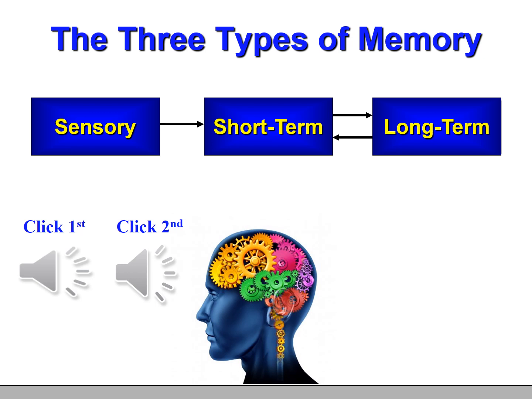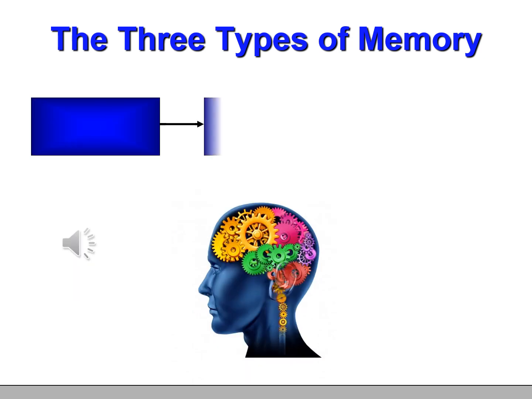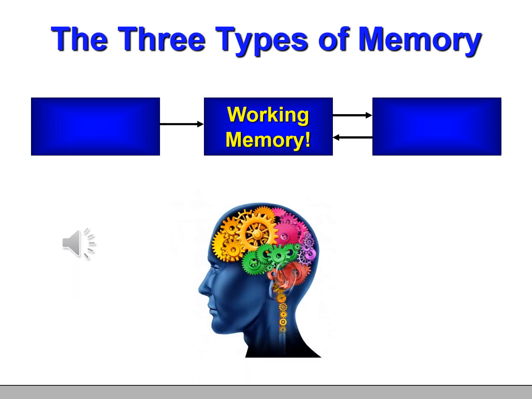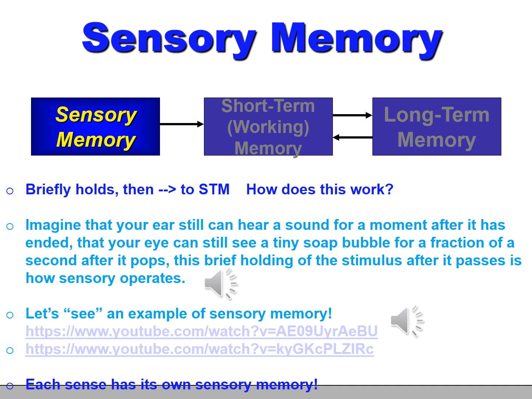Short-term memory also has another name. Do you know it? If you said working memory, you are correct. So the 3 types of memory are sensory, working or short-term, and long-term. Let's learn about sensory memory.